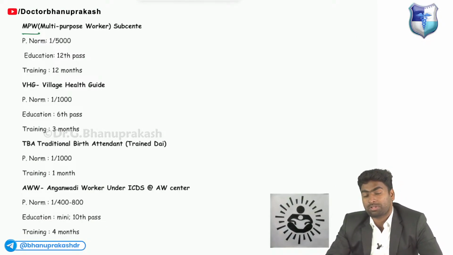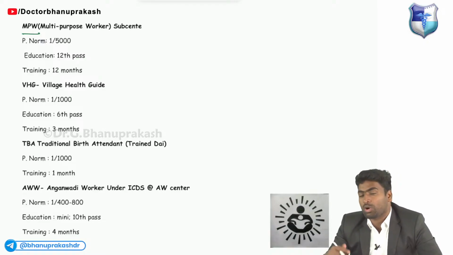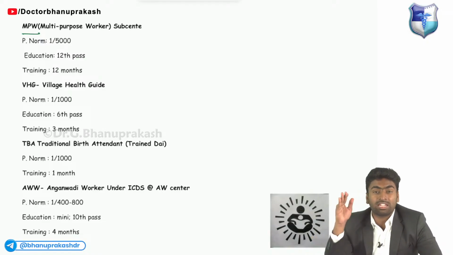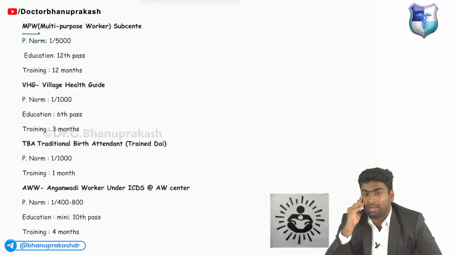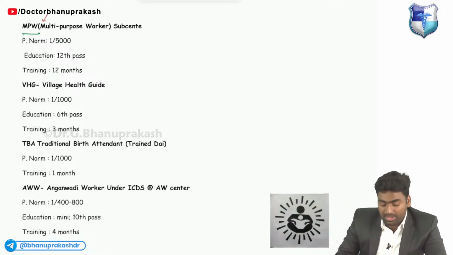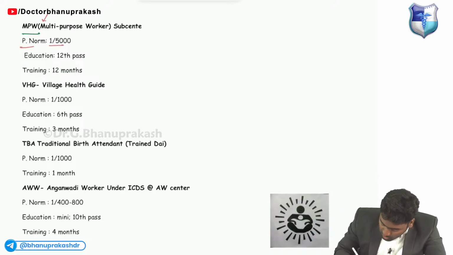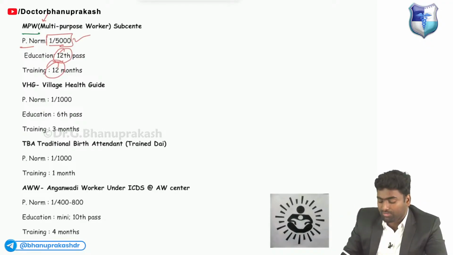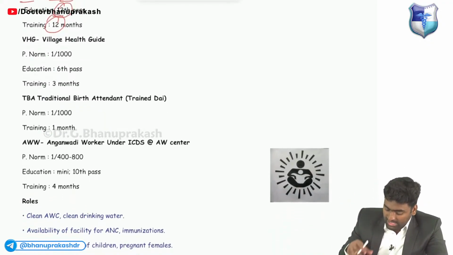Multipurpose worker male will be helping in all the outside work, for example sanitation of the water and chlorination of the water. Whereas multipurpose worker female will be helping inside, like record book maintenance and preparation of slides. Remember, this is mainly for malaria workers. The population now is 1 per 5,000 population, at the level of sub-centers. Education should be 12th pass and training will be for 12 months. The spraying will also be helped by the MPW.